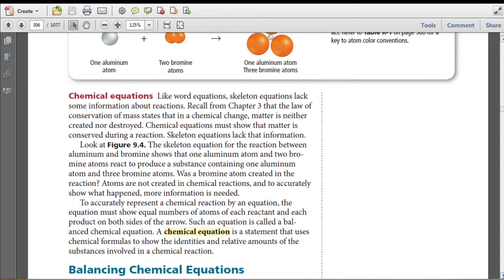Recall from Chapter 3 that the law of conservation of mass states that in a chemical change, matter is neither created nor destroyed. Chemical equations must show that matter is conserved during a reaction. Skeleton equations lack that information. If we look at Figure 9.4, the skeleton equation for the reaction between aluminum and bromine shows that one aluminum atom and two bromine atoms react to produce a substance containing one aluminum atom and three bromine atoms.